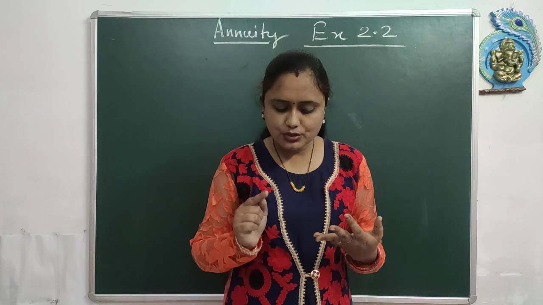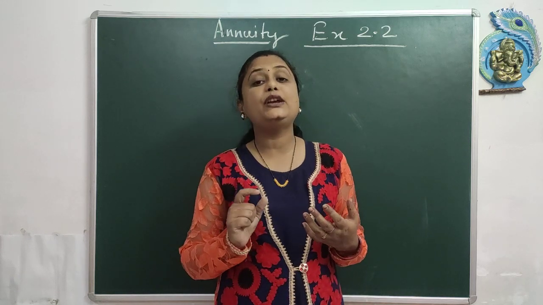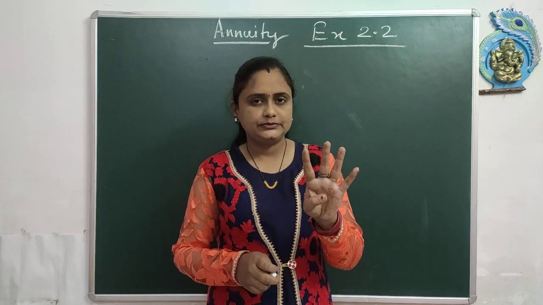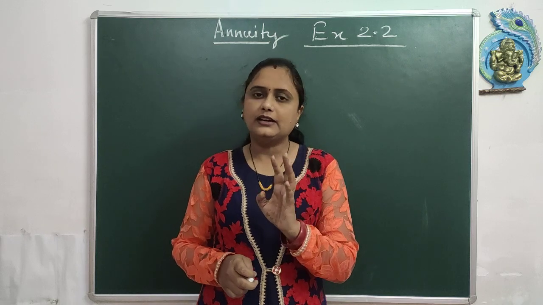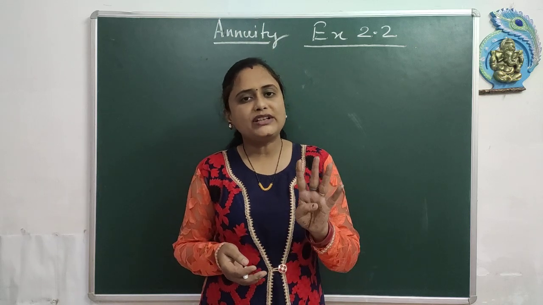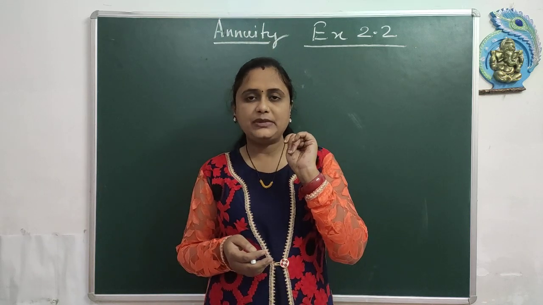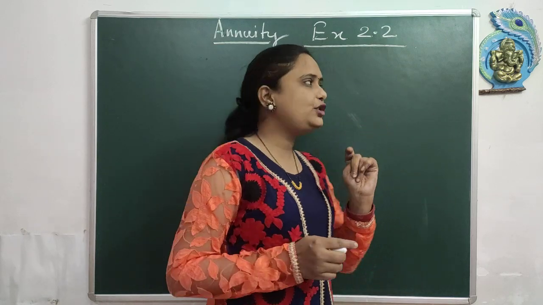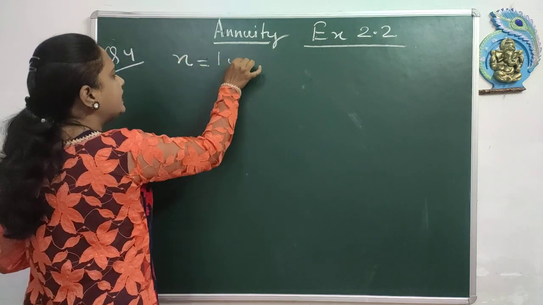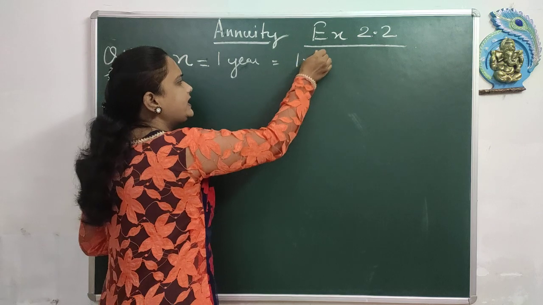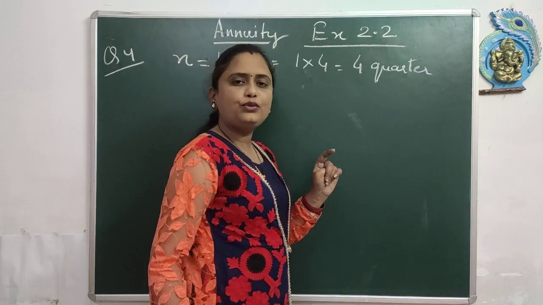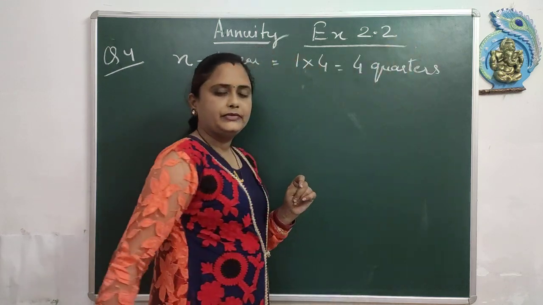Annuity immediate in which ₹10,000 are invested every quarter. Every quarter means 4 times in a year. That means the interest is calculated after every 3 months. So 4 times in a year and the time is 1 year. So that means your n will be 4, as I explained before also. This is question number 4. Your n is 1 year and it will be 1 into 4, that is 4 quarters. So n will be 4.